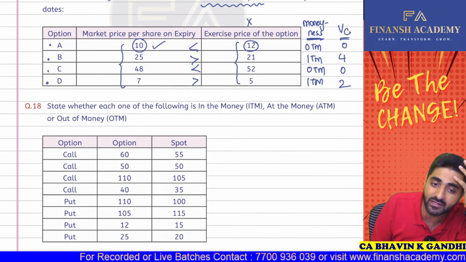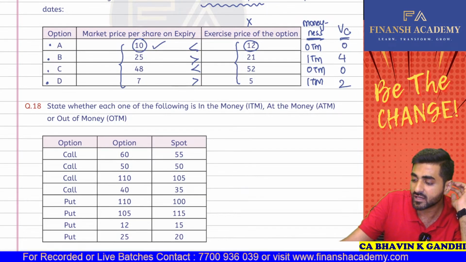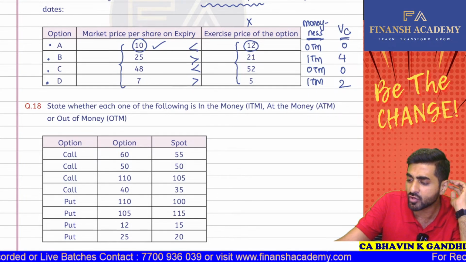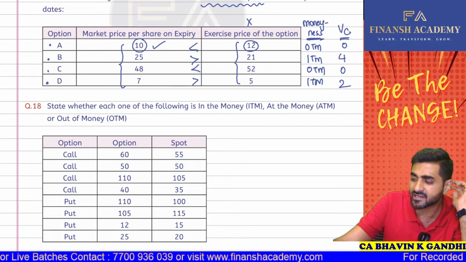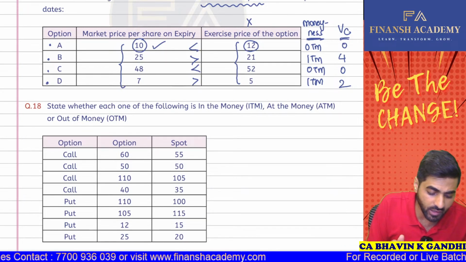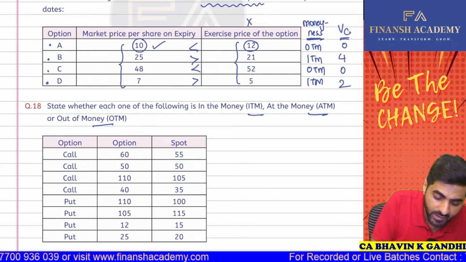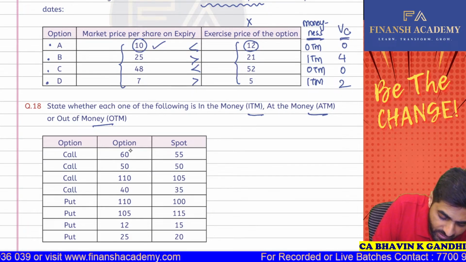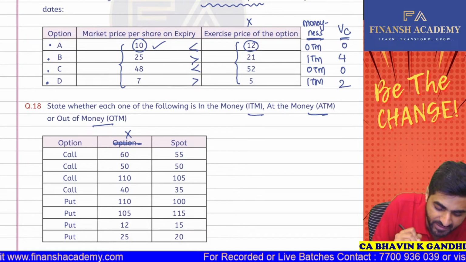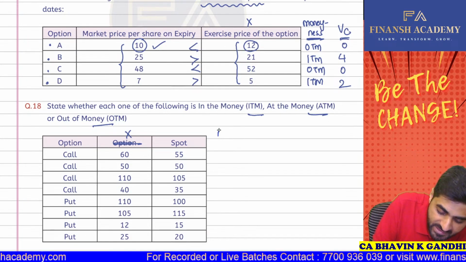Now let's do question number 18. State whether each one of the following is going to be your call, put, etc. Now let us check this out. Here, what is given to you? Which of the following is ITM, ATM or OTM? Okay. Now it's a call option. And for the call option, this is your strike price. The strike price is 60 and the spot is 50. Now what is going to be your moneyness?